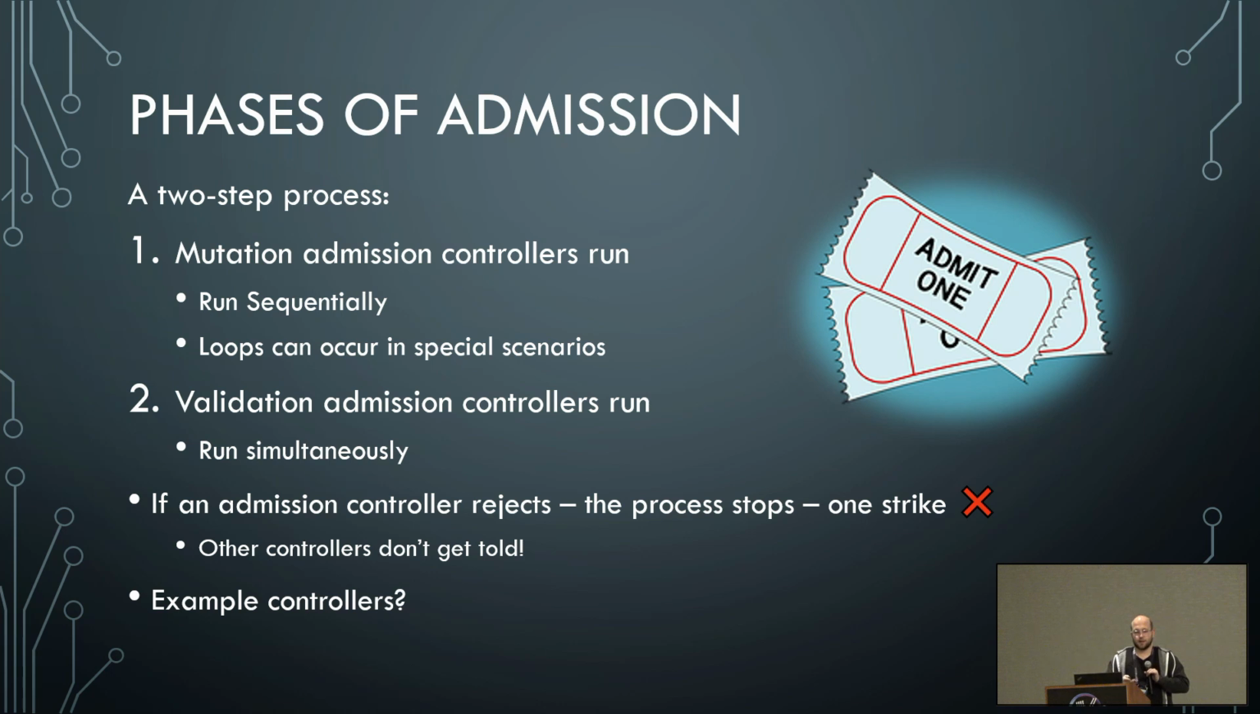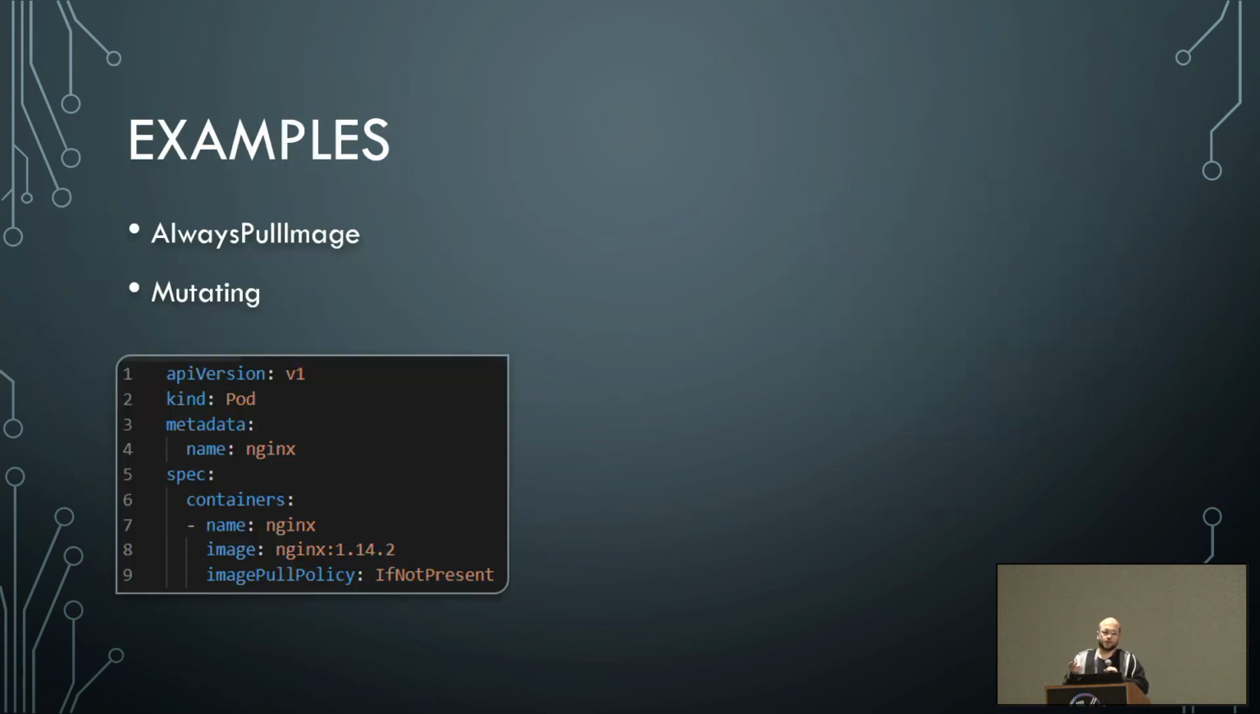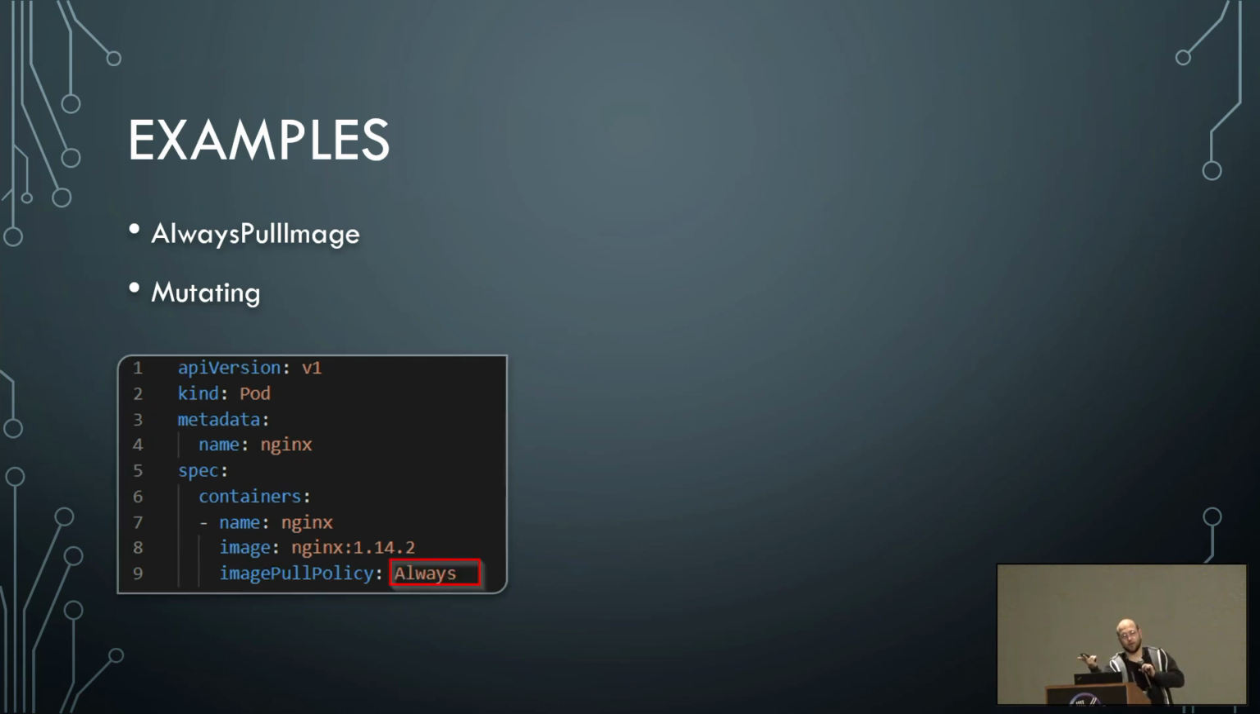So let's look at some example controllers. The first one we have is the always pull image controller. It's a mutating controller, which means it can actually modify the objects users submit. So if somebody submits a pod and they say the image pull policy isn't always, it actually takes that object, modifies it to say always, and then persists that to the data store.